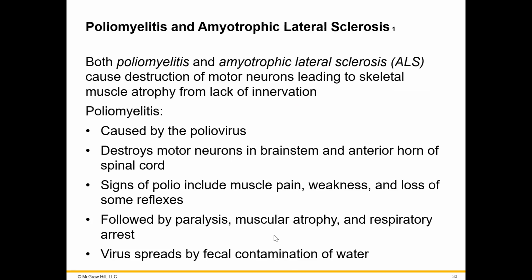Now, diseases such as poliomyelitis, and itis means inflammation, caused by the poliovirus. So it enters the dorsal root ganglia and, are you okay?